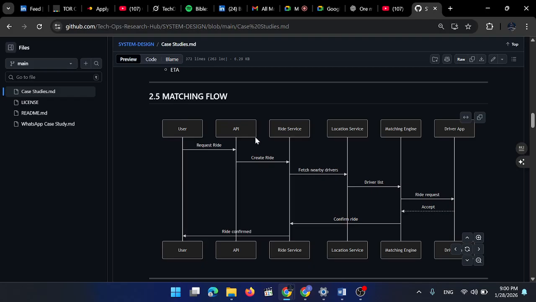So there's a user app here, and then there's a driver app here. So the user gets to request a ride. This is sent through the API. Then the API indicates that there's a ride that has been created, and then after that, the ride service gets to fetch the nearby driver, and based on the location service, a list is provided, and this list is matched through the engine, and then the nearest driver is sent a request, right? After that, the driver gets to accept the request, then the ride is confirmed, and then the ride is sent to the user. And that is how the flow actually works.